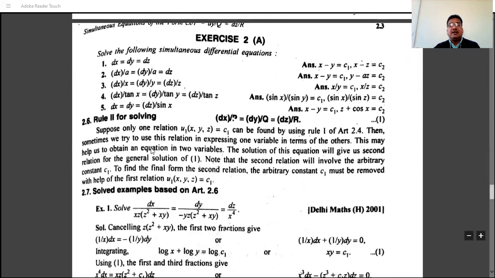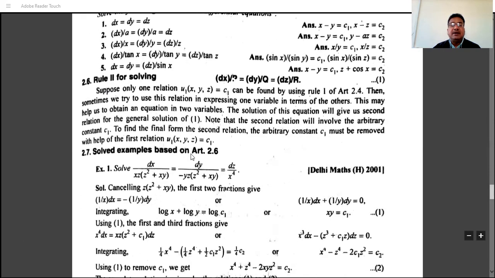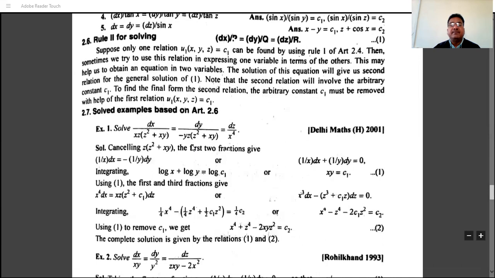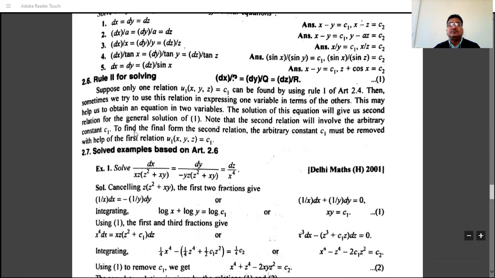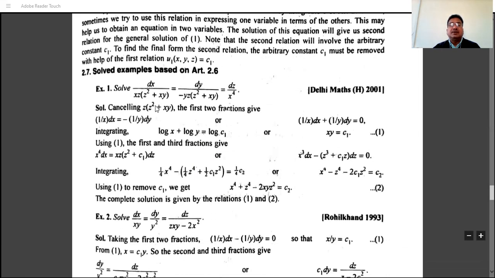Okay, so the next rule is that we find multipliers. Or either use the first solution to find the second solution. So this is a sub-method of method number one. So dx divided by this, dy divided by this, dz divided by this. Then cancelling this z, z square x plus y. That is, consider the first two ratios and cancel this.